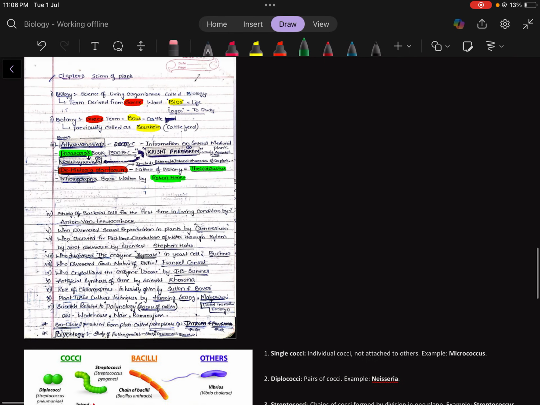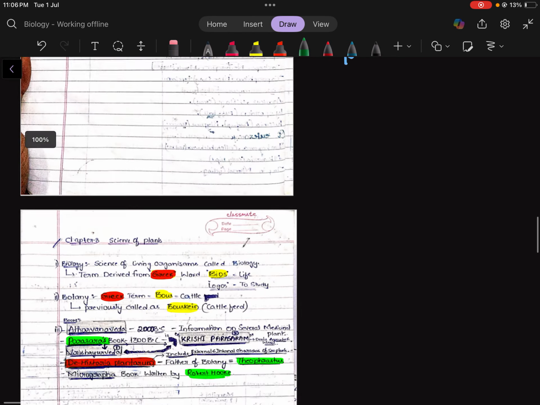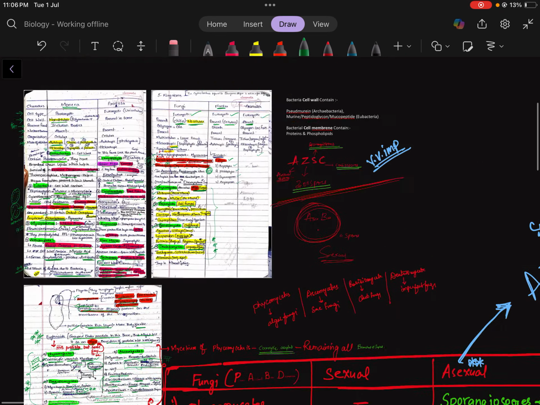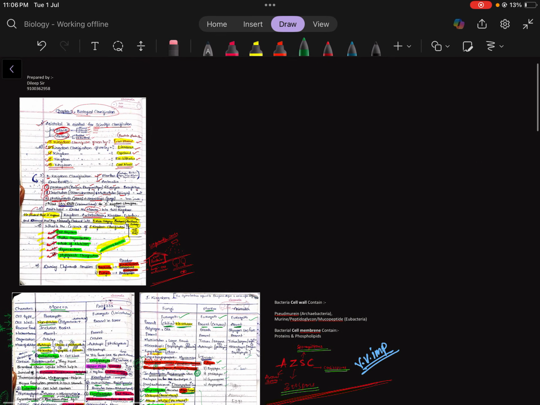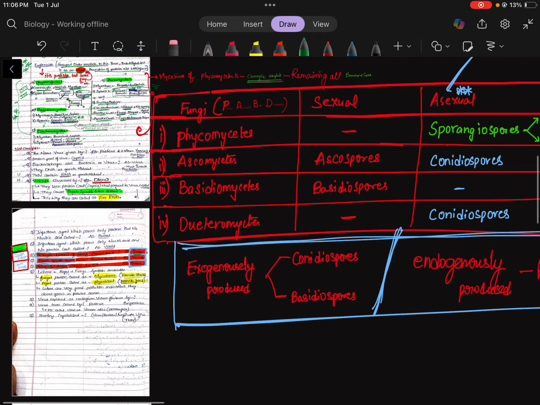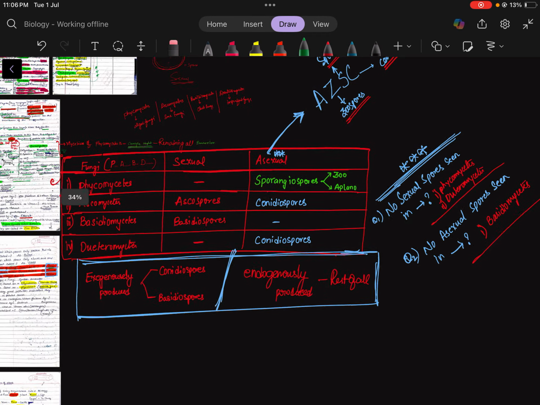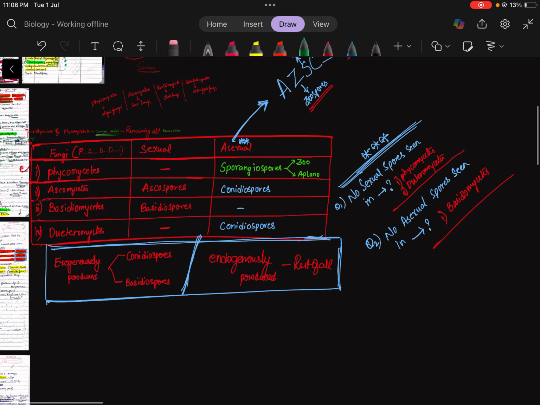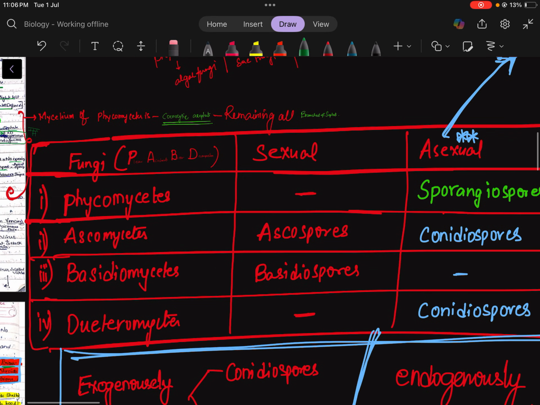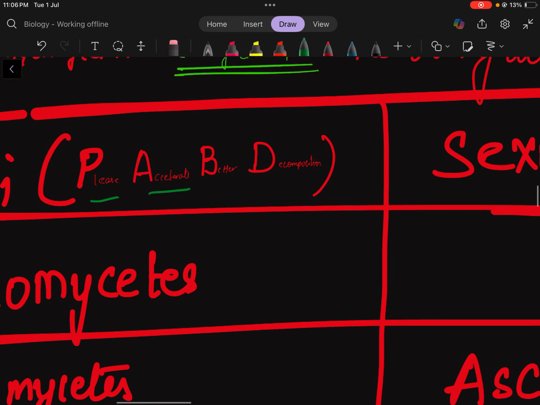So, chapter 2, Biological Classification, was almost done. This point was very important. I will end this class with this important point. So for fungi, PABD, that means Please Accelerate Better Decomposition. It's a hint.